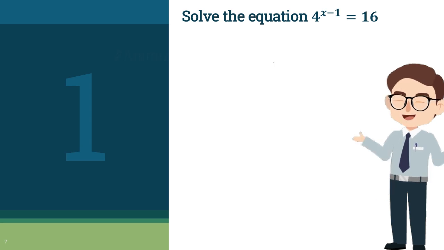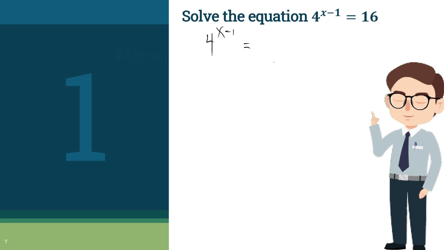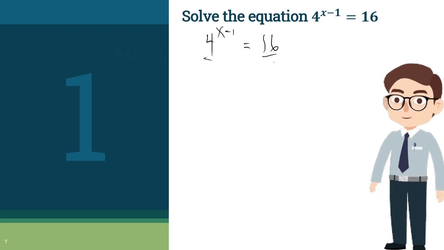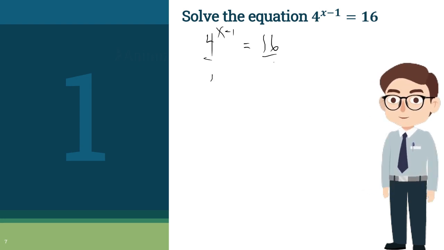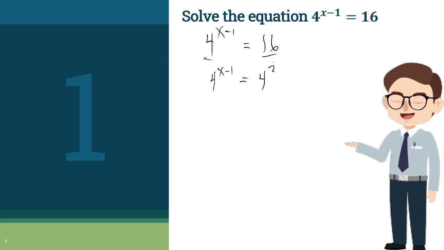Let's solve our first equation, that is 4 raised to x minus 1 is equal to 16. As you notice, we have different bases, that is 16 and 4. We'll make 16 equal to our first base, that is 4 raised to x minus 1 is equal to 4 squared. 4 squared is equal to 16.